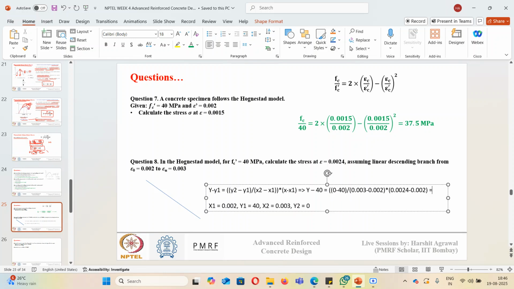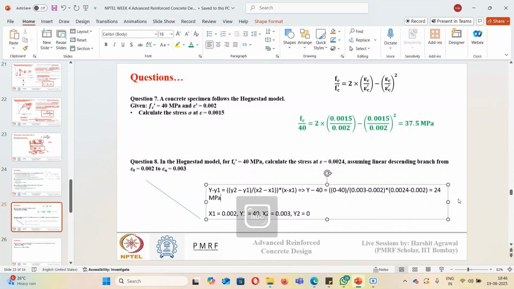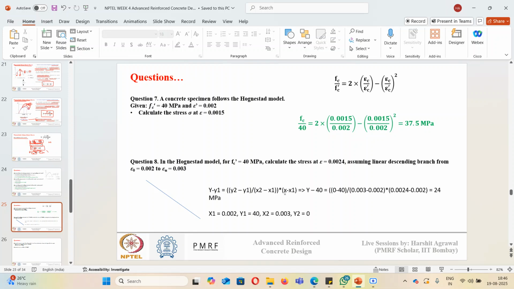Okay, so upon solving, y comes out to be 24 MPa in this case. Any doubt in this question?